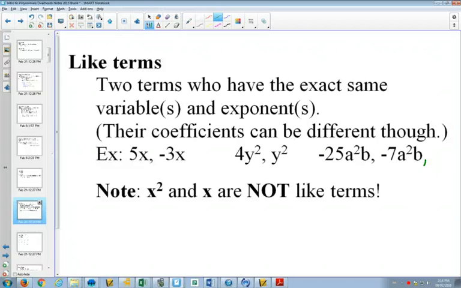Even if you wrote it in the wrong order, it would be a like term. But x squared and x are not like terms.